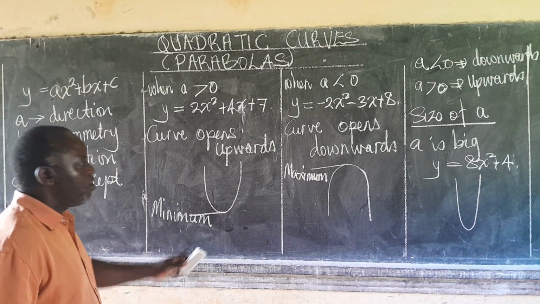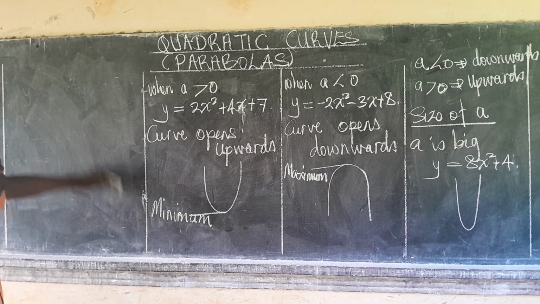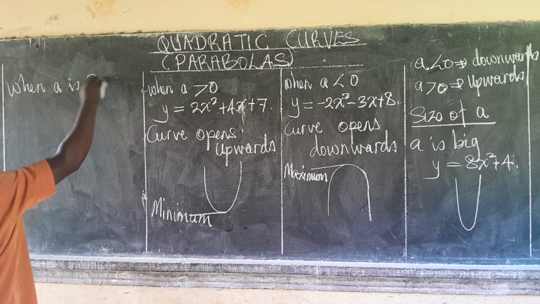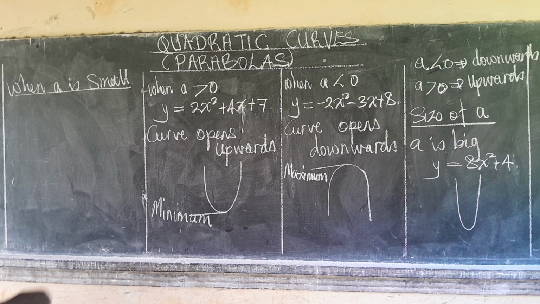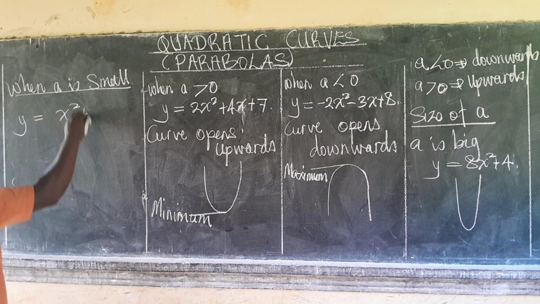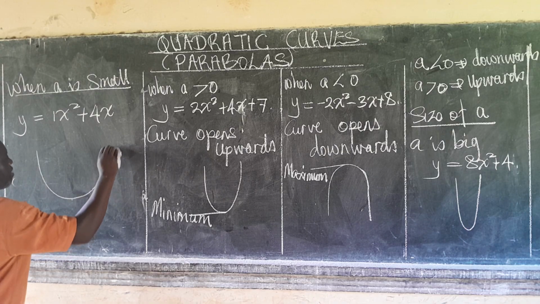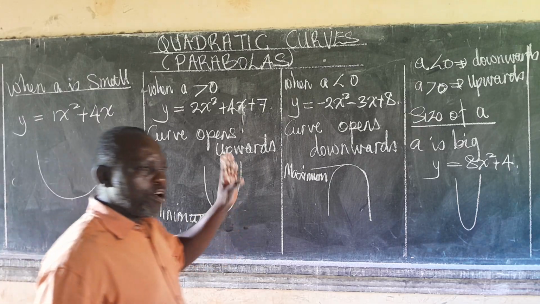But there are cases when A is small. When A is small, if we have an example, y equals x squared plus 4x. Here there is an invisible 1. Therefore, this one is small. What happens to the curve? The curve is of that nature. Its slope is very gentle. Therefore, that is the intro of our curves.